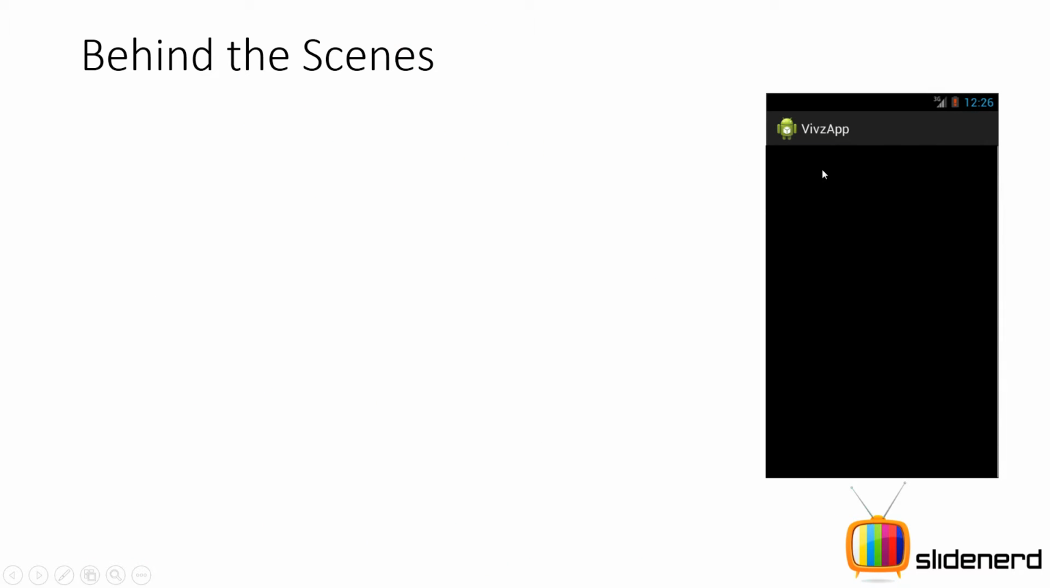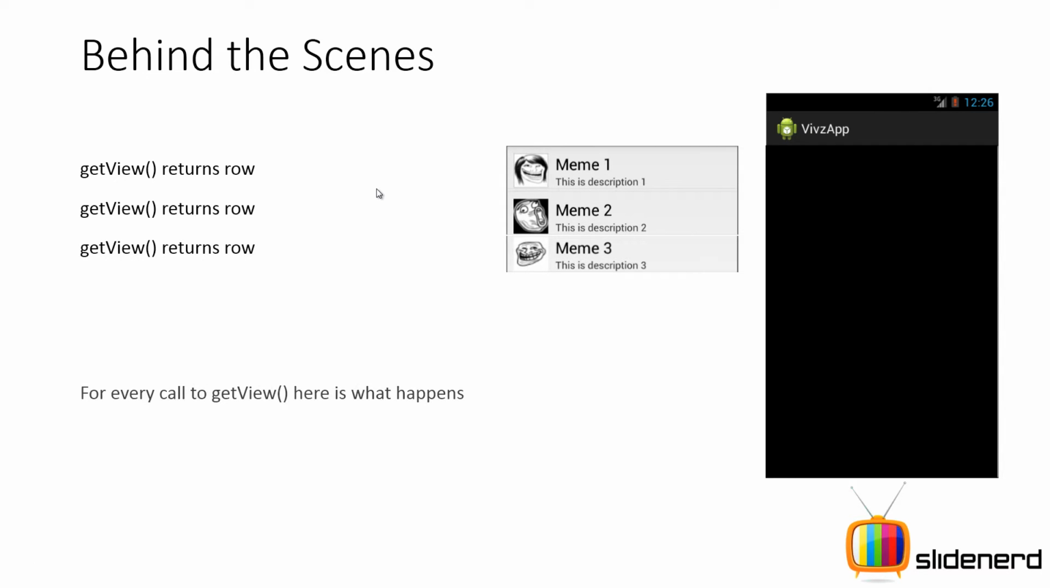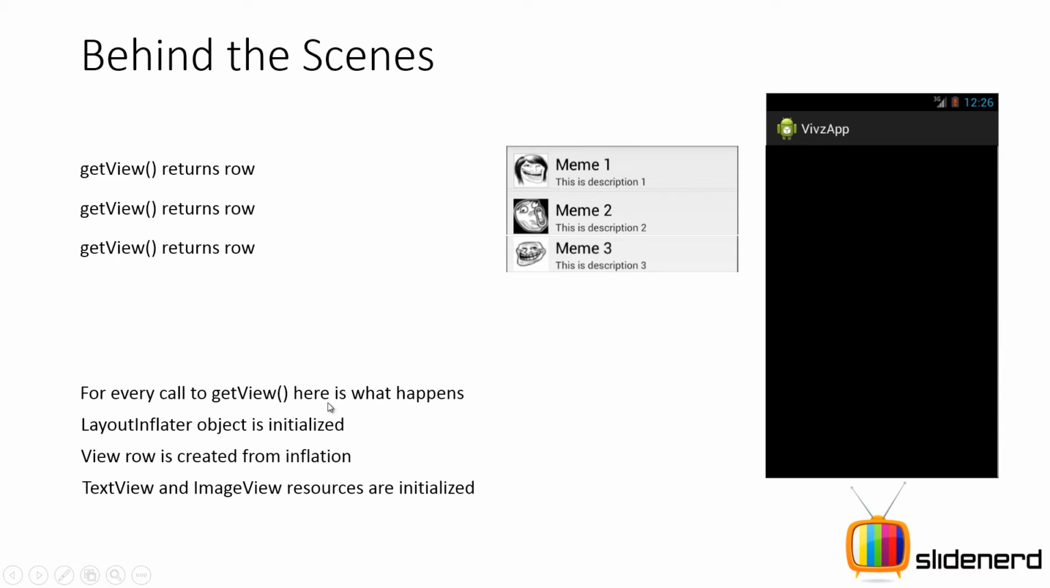Here you have my list view over here, which is blank at the moment. The first row is shown to the user, but before that the getView method is called, right? Same thing happens for the second row, third row, and so on. Now if you notice, each call to the getView method, here is the following list of things that happen. There is a layout inflater object being created so that you can actually inflate from XML to Java. Now I have discussed layout inflation in my playlist. If you guys are new to this, please go ahead and check that out in my playlist.